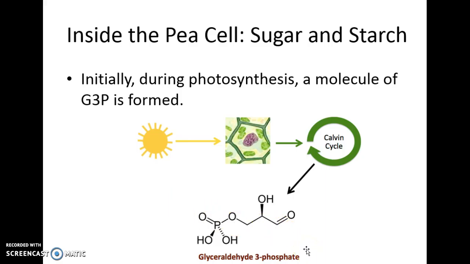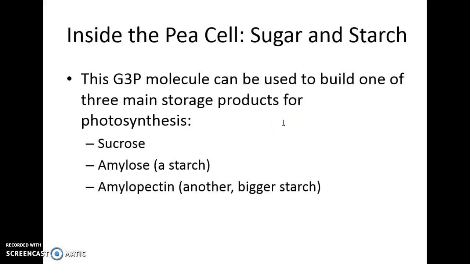So inside the pea cell, when light hits those little chloroplasts that are inside the plant cell, it starts going through photosynthesis, and part of photosynthesis is something called the Calvin cycle, and it produces a molecule right here. Okay? The big molecule is called glyceraldehyde 3-phosphate. We're going to call it G3P. And the G3P molecule can be used to build one of 3 main products that a plant might need to store some energy: sucrose, or sugar, amylose, which is a starch, and amylopectin, and that's another starch. It's just bigger. Starches tend to be really big molecules.